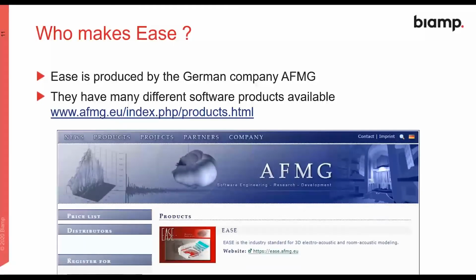EASE is produced by a German company called AFMG. They have many different software products available. Some of them are free of charge, of course, which we're going to summarize today. But then there are many of them which are also chargeable, and it's a very complex set of software that they produced. And the web link is there. But if you do a search for AFMG, I'm sure you'll come to the right place there.